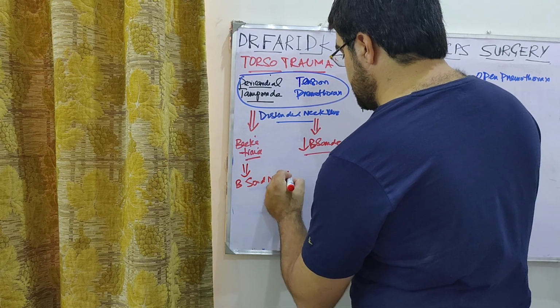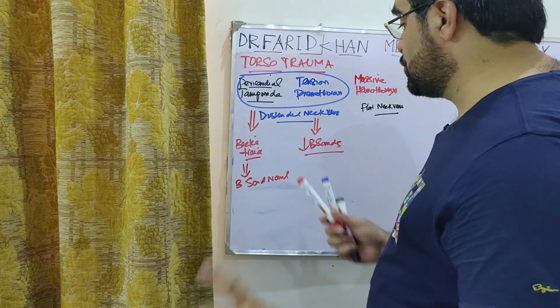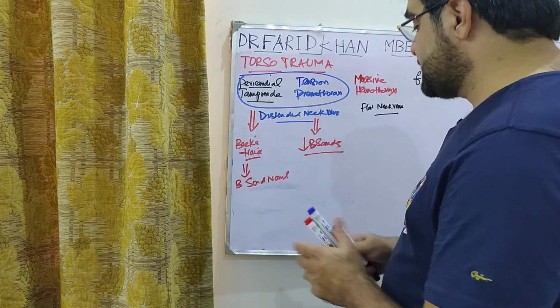Normal. There will be decreased breath sound. There will be normal. Hypotension in both conditions. So what is Beck's triad?